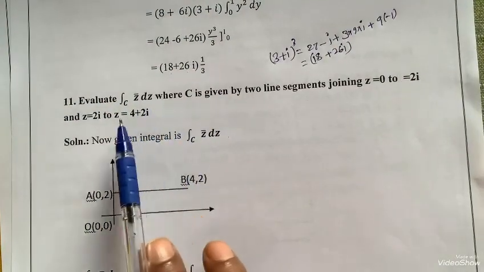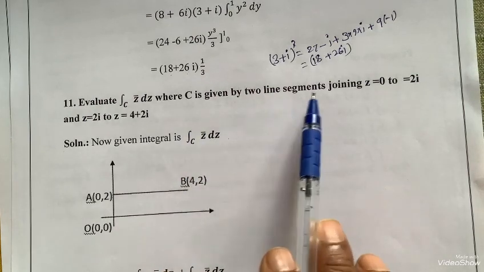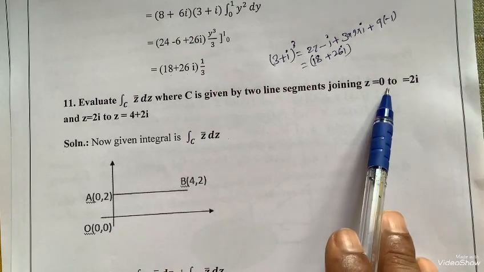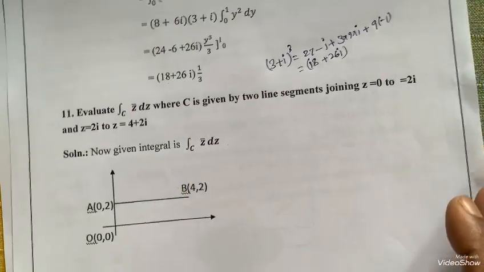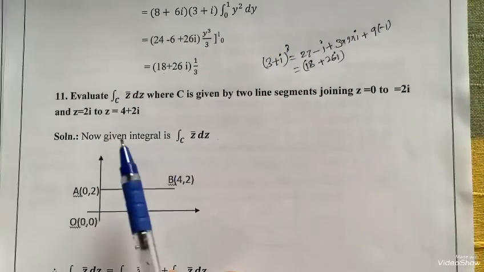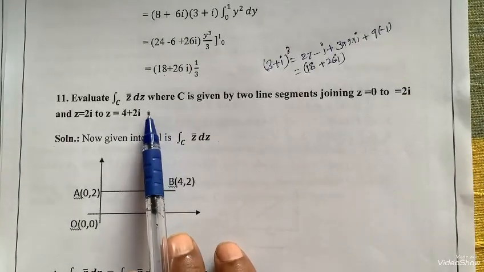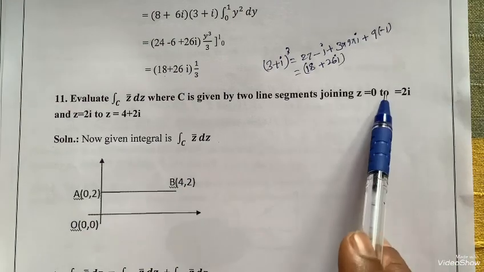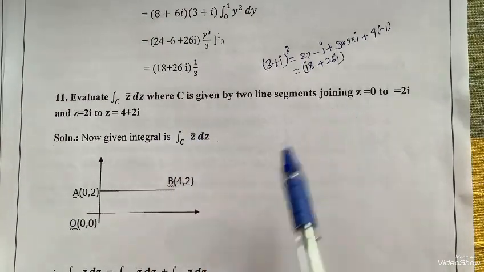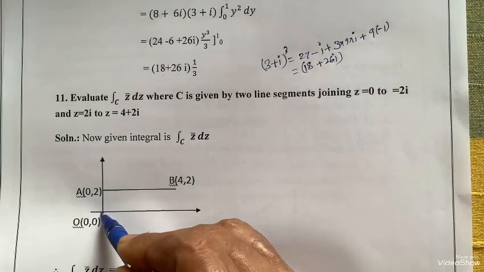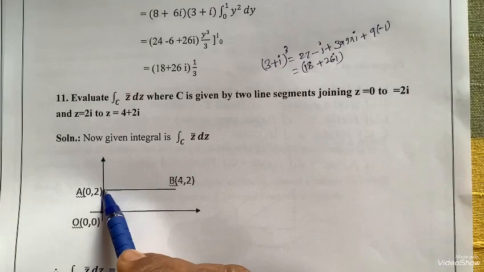Evaluate the integral of z bar dz over the curve C, where C is given by the line joining the point z equal to 0 to z equal to 2i, and z equal to 2i to z equal to 4 plus 2i. So it has two distinct line segments. C is given by two line segments: one is this OA, and another is this AB here.